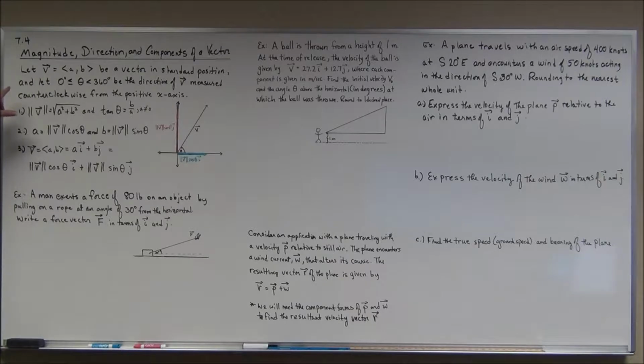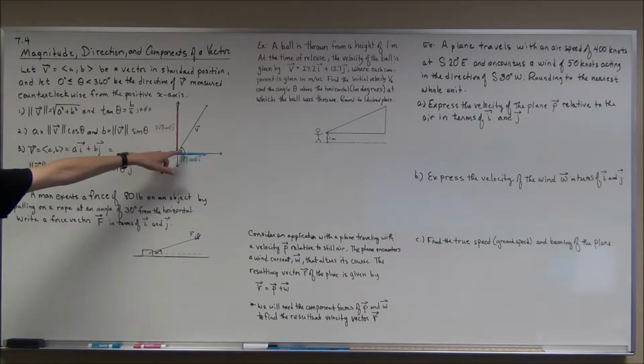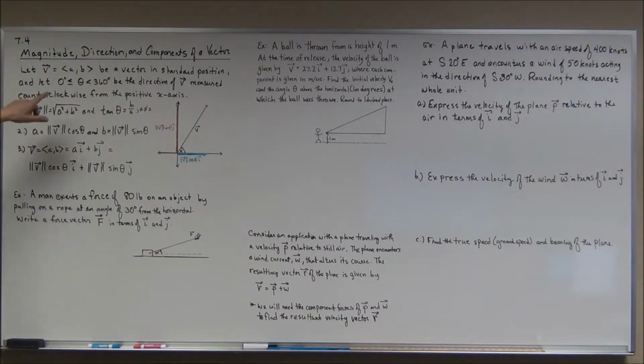And the direction angle here is theta. Let theta be between 0 and 360 degrees, the direction of vector v measured counterclockwise from the positive direction of the horizontal axis, the positive x-axis. So we know that the magnitude is equal to the square root of a squared plus b squared, and we also know from before that the tangent of this angle is equal to b over a, a and b being the components. But now we're going to go a step further.